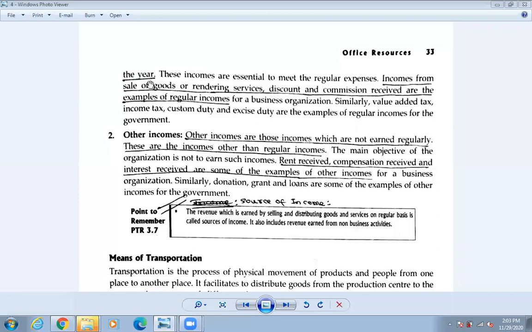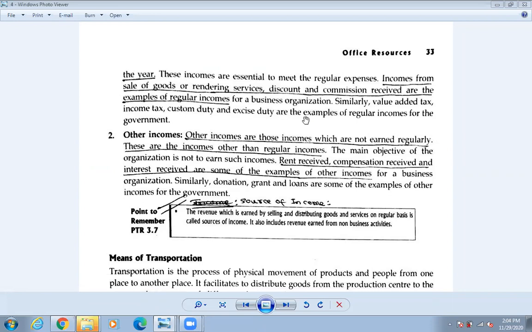The income from the sales of goods or rendering of services, and discount and commissions received are examples of regular income. So these are the regular incomes that we are going to get from the business. Similarly, value added tax, income tax, customs duty, excise duty, these are also regular incomes.